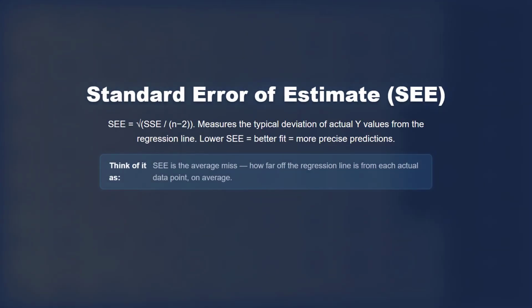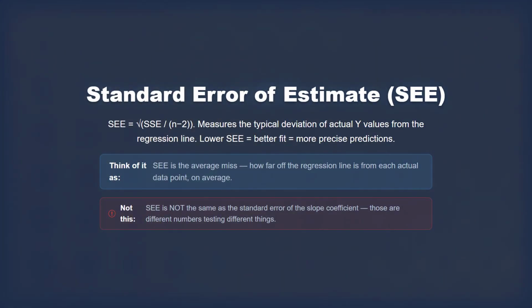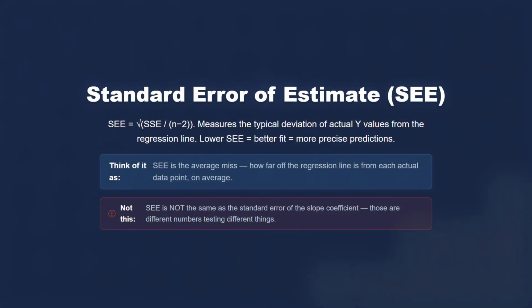Standard error of estimate, c. c equals the square root of SSE divided by n minus 2. It measures the typical distance between observed Y values and the regression line. Smaller c means the line fits tighter. Larger c means wider scatter around the line. The exam tests c as a precision measure. A regression with c of 2% versus one with c of 8% is much more useful for prediction, everything else equal.